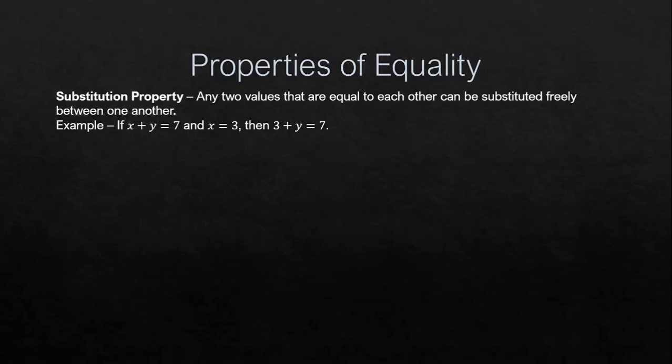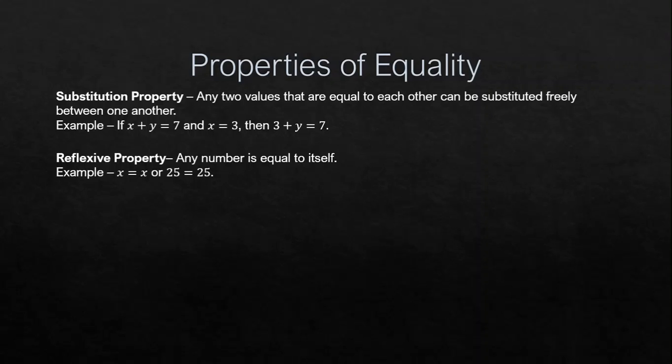So for example, if we've got an equation here, x plus y equals 7, but then we find out that x is equal to 3, then we can change that equation to 3 plus y is equal to 7. So we just substituted in that 3 where x was.